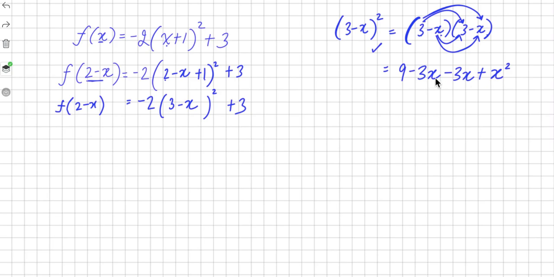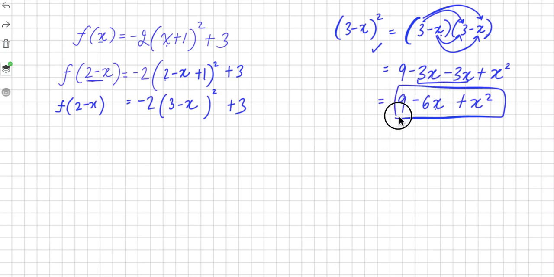Okay, these two we can simplify. So 9 stays the same. Negative 3x minus 3x, that's going to be negative 6x. Then plus x squared. How did I get negative 6x? Because these two are like terms. How to solve like terms? We leave the variable as it is and just solve their coefficients. So negative 3 minus 3 is negative 6. So this is what we got for 3 minus x whole squared. We expanded that and simplified it.